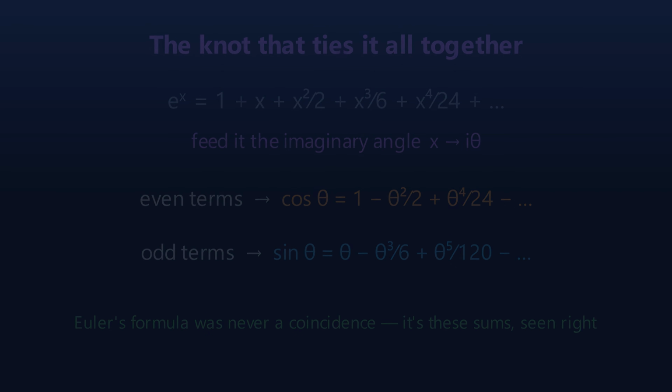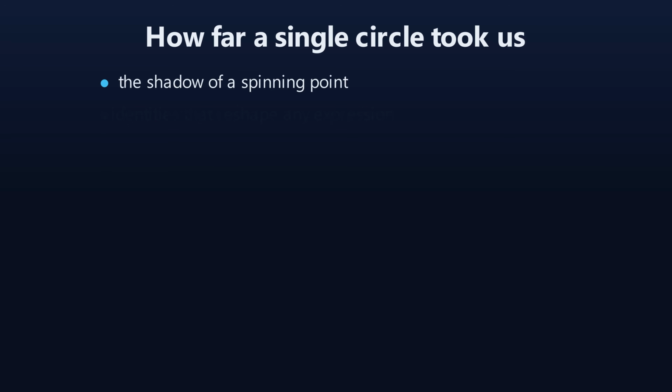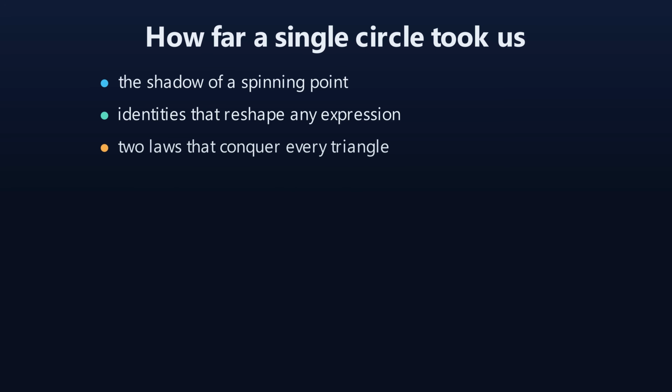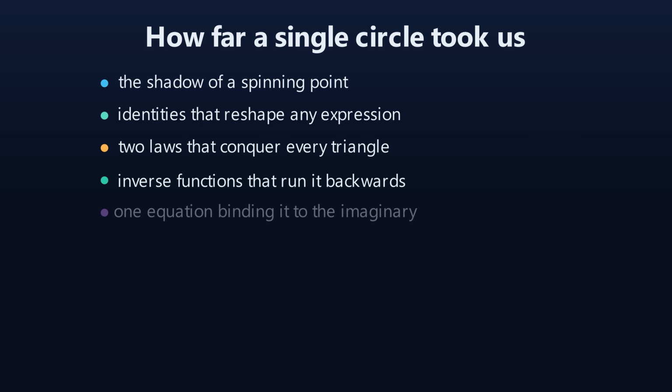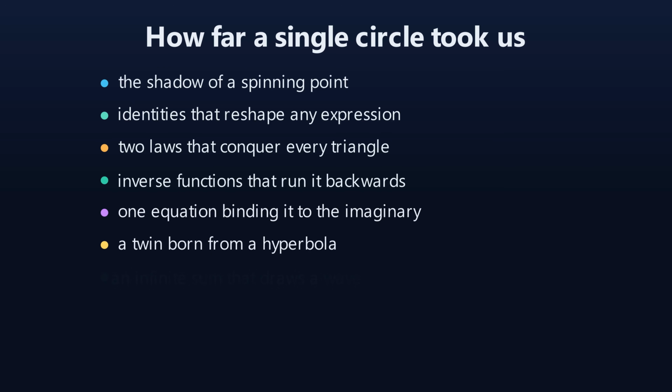Look how far a single circle just took us. It started as the shadow of a spinning point. From that, we unpacked the identities that reshape any expression, the two laws that conquer every triangle, the inverse functions that run it all backwards, one magic equation that binds trigonometry to the imaginary numbers, a hidden twin born from a hyperbola, and an infinite sum that lets a machine draw a wave.